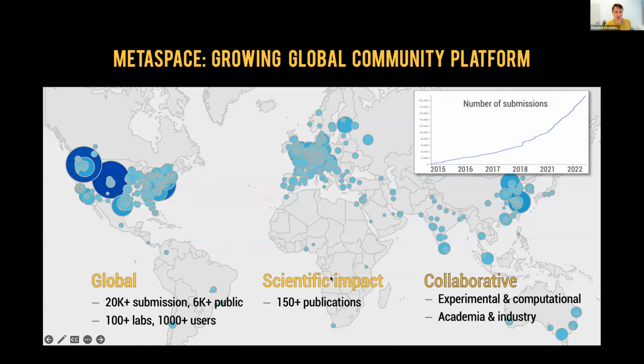And we have not only one data set, but we have 6,000 public data sets in this platform. And it's growing and growing, because it's open source, it's community supported, it's very collaborative, and there are a lot of publications already coming out of this platform. This is about spatial metabolomics.